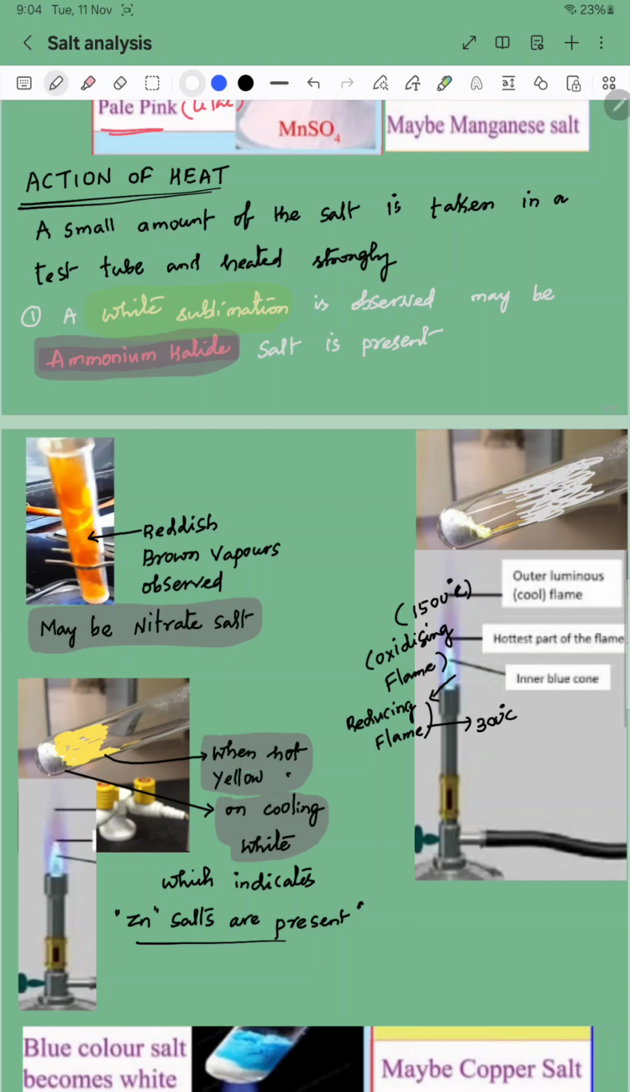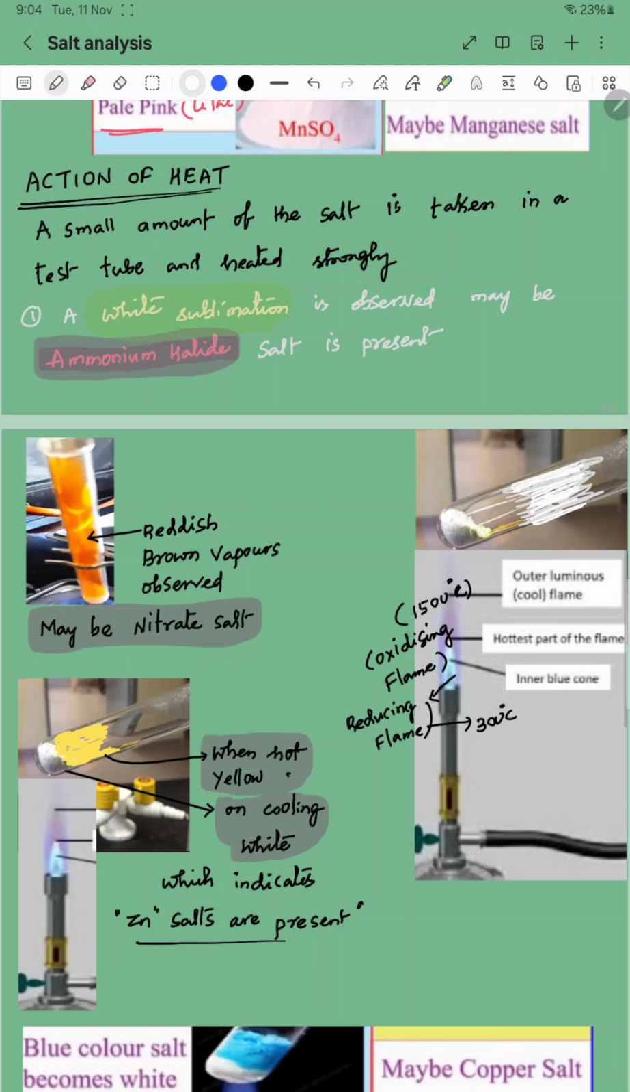So I have taken a clean and dry test tube, add salt, then heat it using a Bunsen flame. If any white sublimation is observed, it may be that an ammonium halide salt is present. Okay, this is the second test.